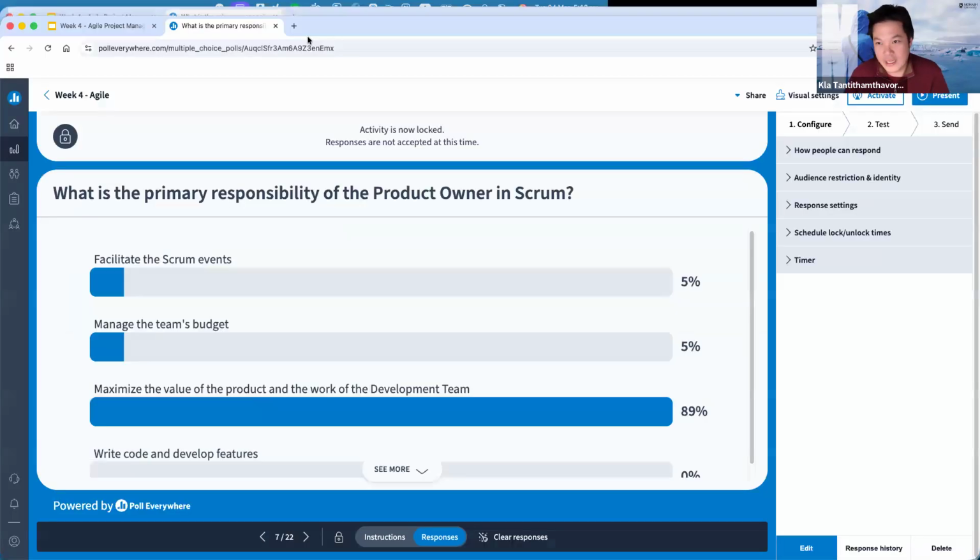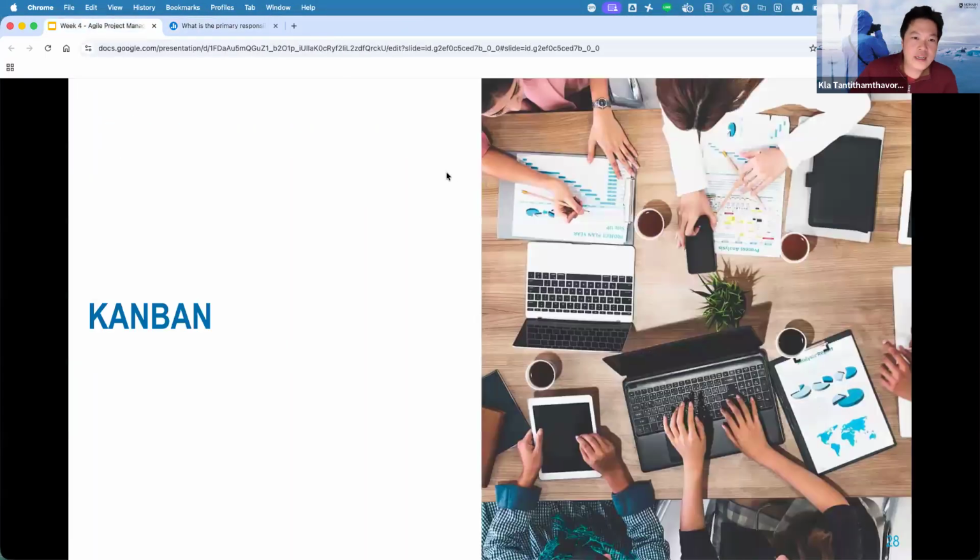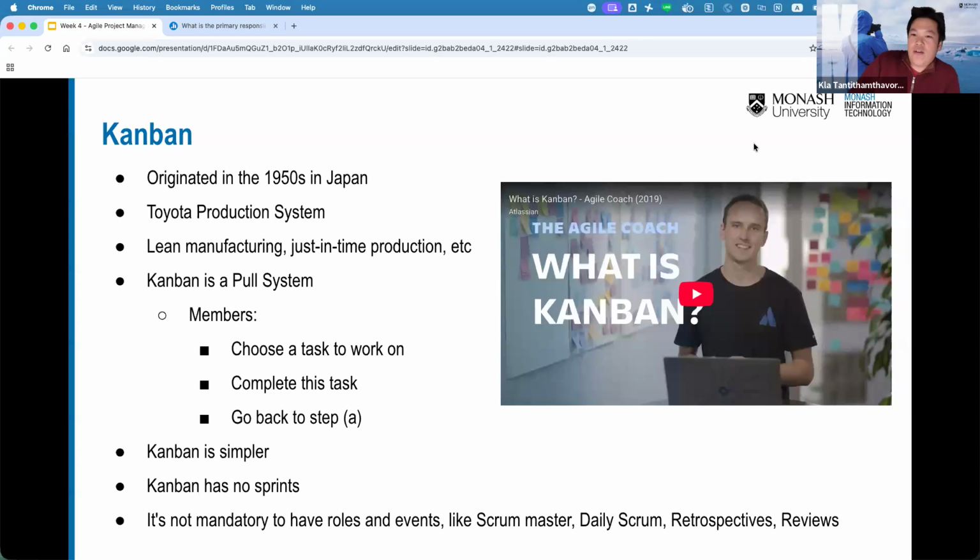There we go. Kanban. Okay. Next, I'm going to talk about Kanban. Okay. Yeah, so Kanban. Kanban basically originated in the 1950s in Japan, and it comes from the Toyota production system. It really adopts the concepts of lean manufacturing or just-in-time production, and whatsoever, right?